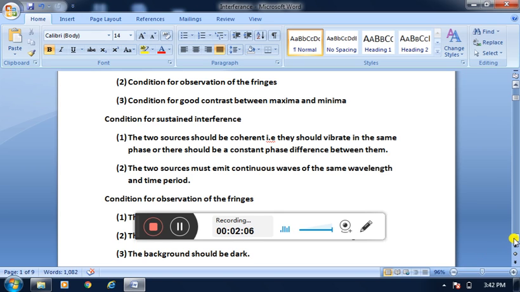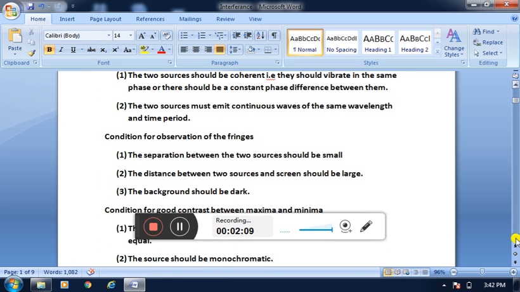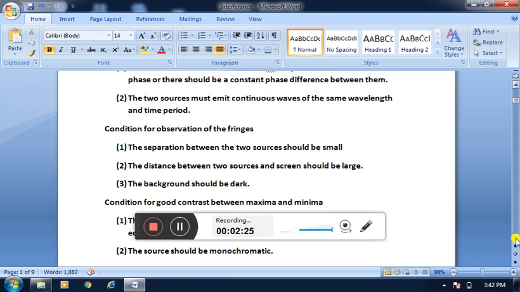Next, for observing the fringes, the two sources should be close, meaning the separation of the two sources is very small. The distance between the two sources and the screen should be very large. The background should be large. With the help of these three conditions, we observe the fringes.